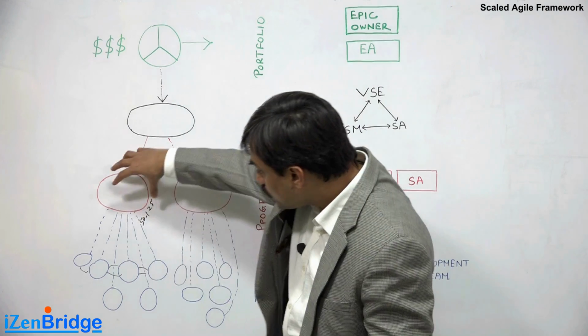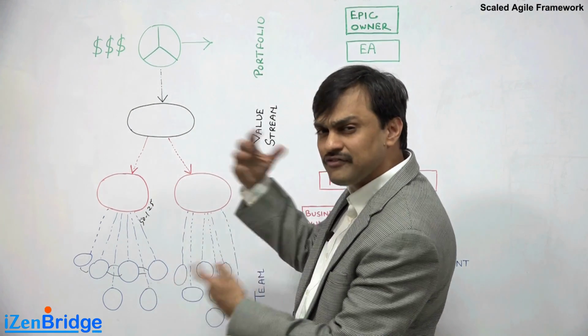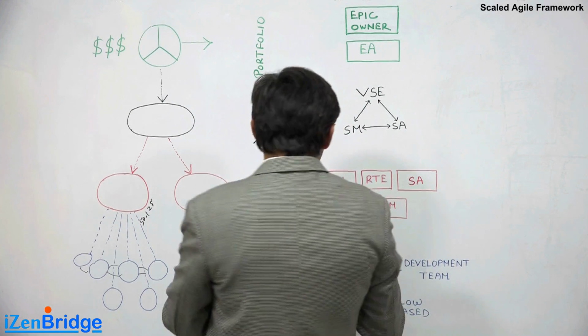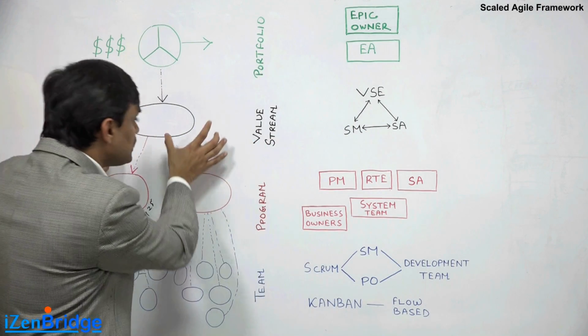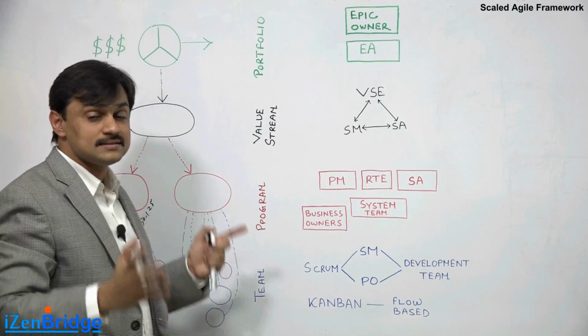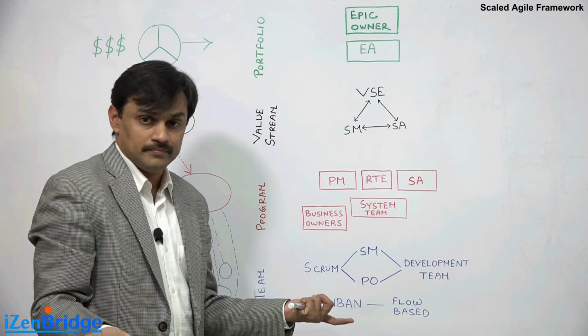So you create one more program group, and this program group will also have 5 to 12 teams, 125 people, and on top of it, you may create another layer which is called value stream. This particular layer only exists when you need more than 125 people for your system.